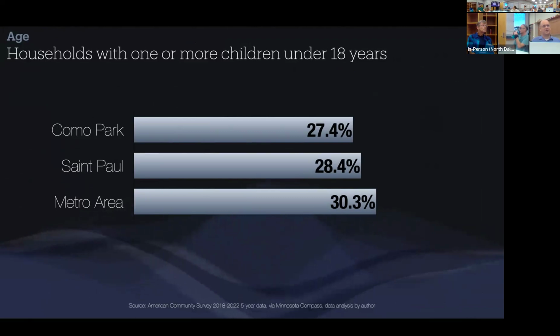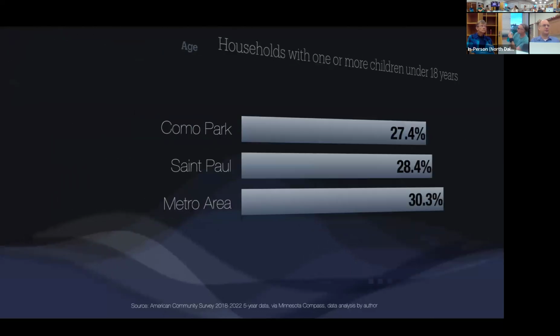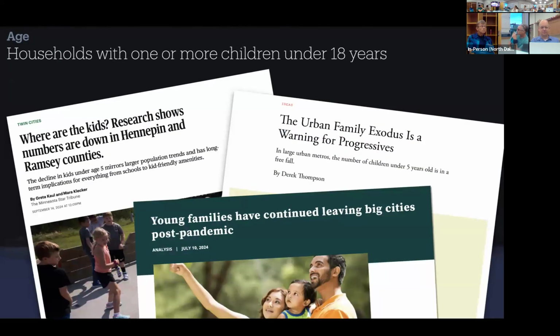So just to look at this, households with one or more children under 18 years: Como Park, 27%, St. Paul a little bit more, metro area a little bit more. We're right in the middle among the 17 planning districts in Como Park. So just an FYI there.